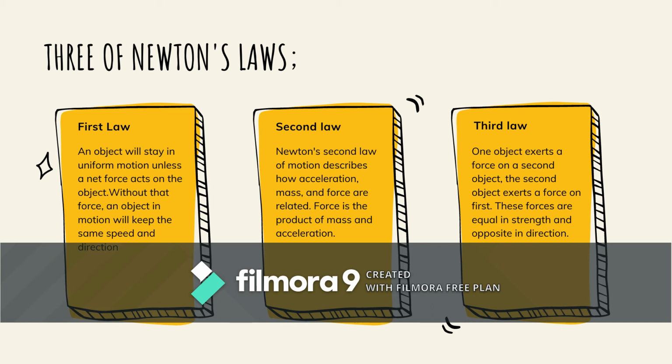Third law. One object exerts a force on a second object. The second object exerts a force on the first. These forces are equal in strength and opposite in direction.